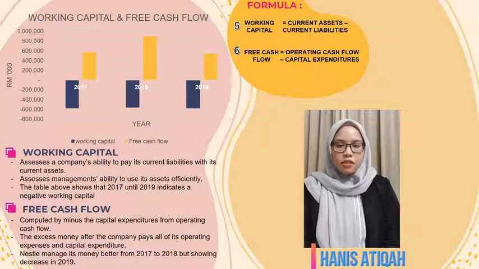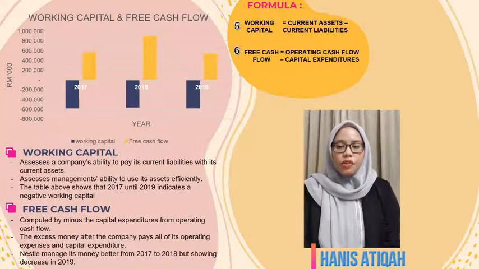Working capital assesses the company's ability to pay its current liability with its current asset. The table above shows that 2017 to 2019 indicate negative working capital of RM577.9 million, 566.6 million, and 581.7 million respectively, which means the company does not have enough liquid asset to meet its current obligations.